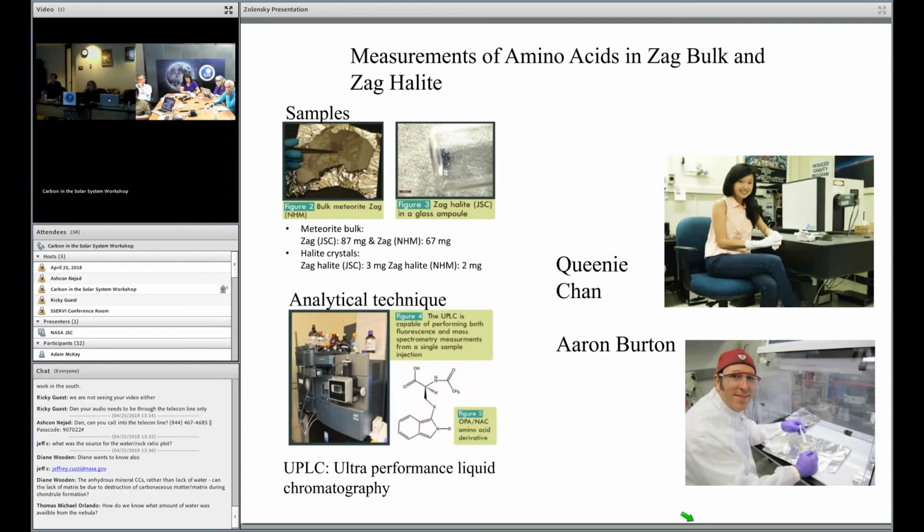One of the things Queenie Chan did at JSC, working with Aaron Burton, was to see if she could extract amino acids from grains of halite. And I'll just say that she went to great lengths to ensure there was no contamination in the halite samples. We had a sample that we've kept at nitrogen for 20 years. We did the work in a class 10 clean room. We cauterized all the tools. We actually carefully chipped into the sample and exposed brand new halite crystals from inside the sample. The halite crystals were still blue or purple, which means they haven't been altered on the Earth.